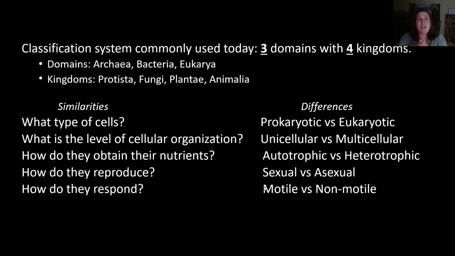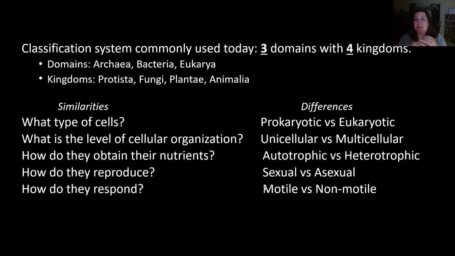So guys, the classification system that's commonly used has 3 domains. These 3 domains then are going to have 4 kingdoms. So the 3 domains include archaea, bacteria, and eukarya. Those are our 3 domains. The kingdoms are going to be protista, fungi, plantae, and animalia. And the big thing we want to look at here is when we put these organisms into groups, we're going to look at certain things.